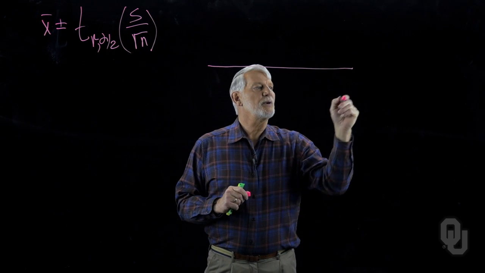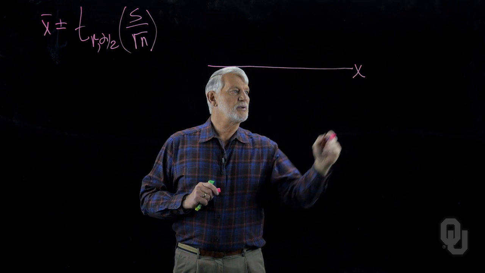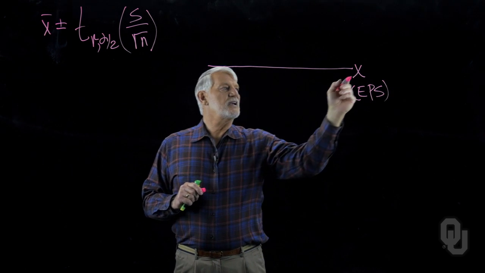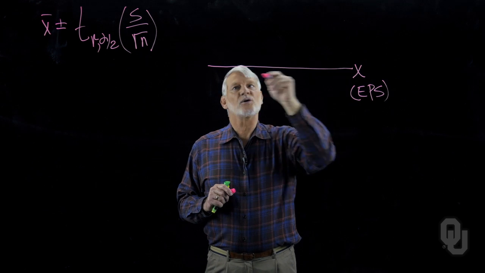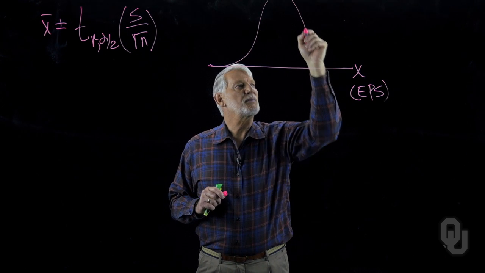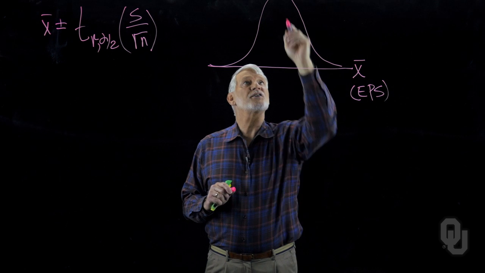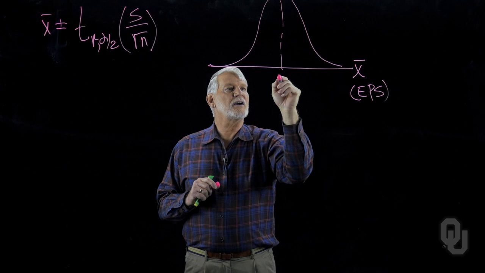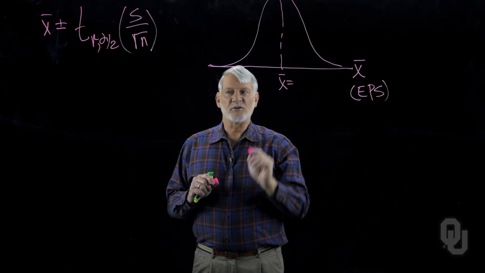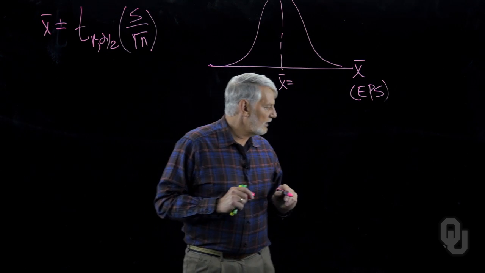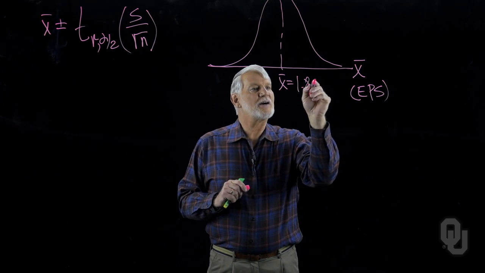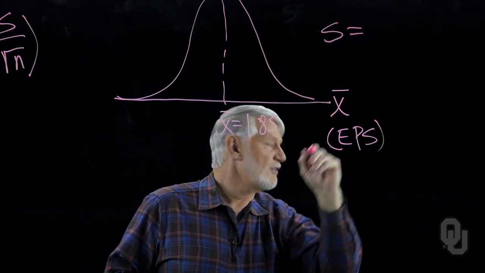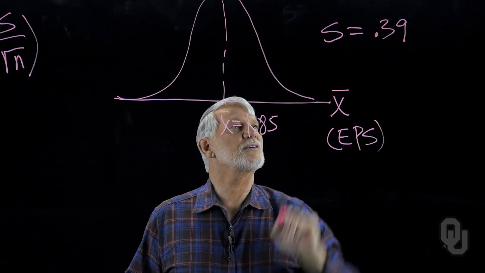So up here, we have the random variable x, which happens to be the earnings per share. Okay? This is the sampling distribution. So we have something like this. These are actually x bars. And what we have now is the particular x bar that we found from our sample. This value here is equal to $1.85, where s, the standard deviation we found from our sample, is equal to about 39 cents. Okay?